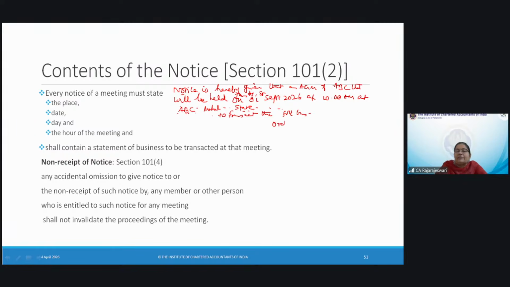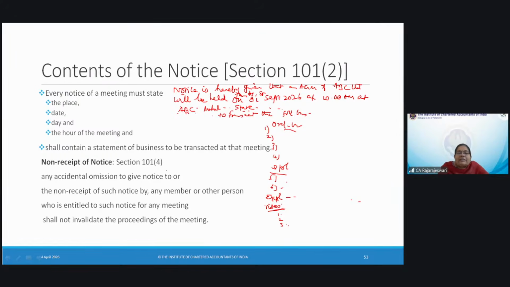Then they will specify the ordinary business 1, 2, 3, 4, then special business. The notice will be signed by or on behalf of the board, and it will be signed by a director. They will also specify that the explanatory statement is attached and the register of members will be open for inspection. All those details they will give in notes below that notice, 1, 2, whatever they want to say. Members can inspect; all those details which they want to share will be specified in the notice itself.